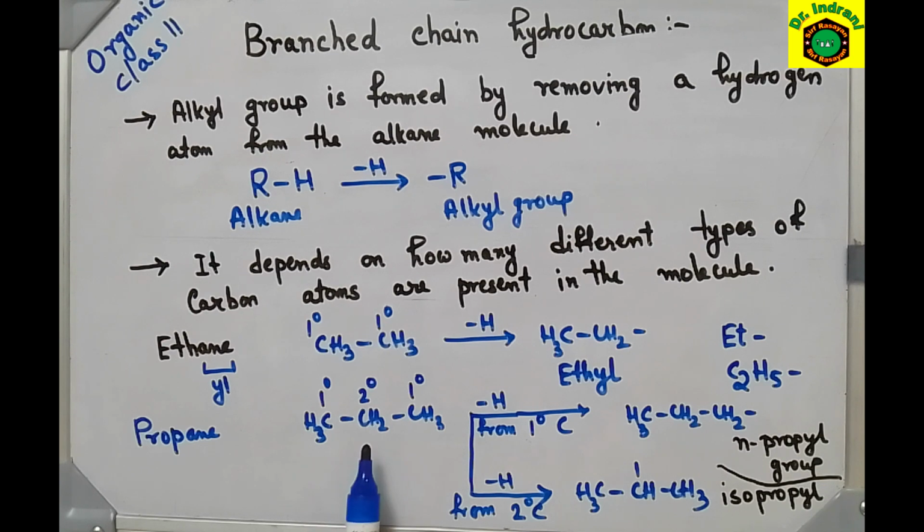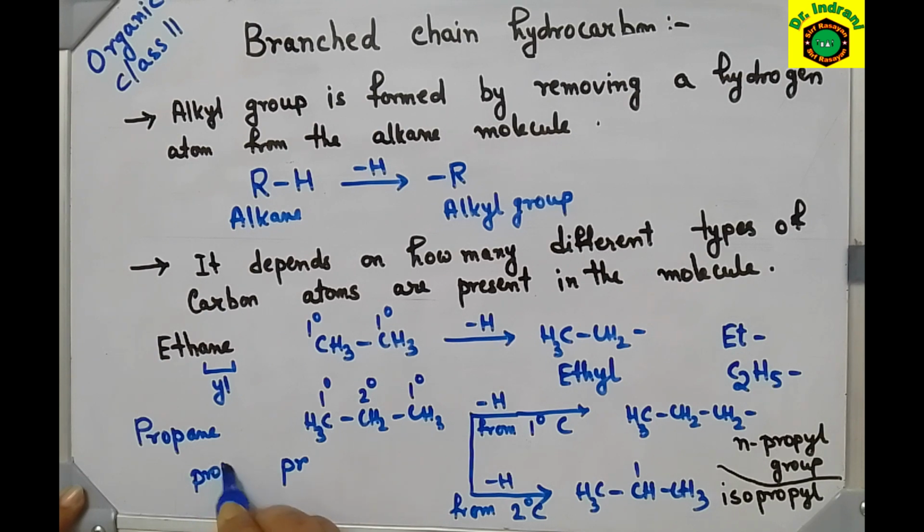And if hydrogen is removed from secondary carbon, here we will get CH3, CH, CH3 and here one open valency. Means it will be attached with something to fulfill its tetravalency. It is called isopropyl group. And abbreviation of propyl group is this one. Propyl group, here I am writing Pr for propyl.